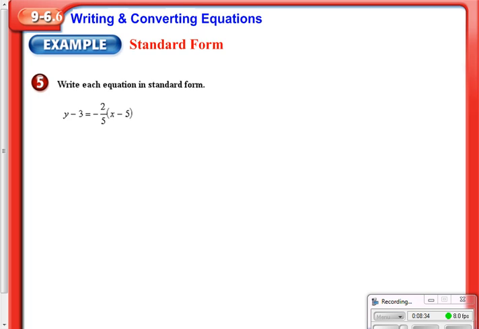It says write each equation in standard form. Now I look at this problem and I already see a problem. I see that we have a fraction here. I want to get rid of this fraction because standard form is ax plus by equals c. So let's get rid of that fraction. In order to get rid of that fraction, you are going to multiply by the denominator to get rid of the fraction.